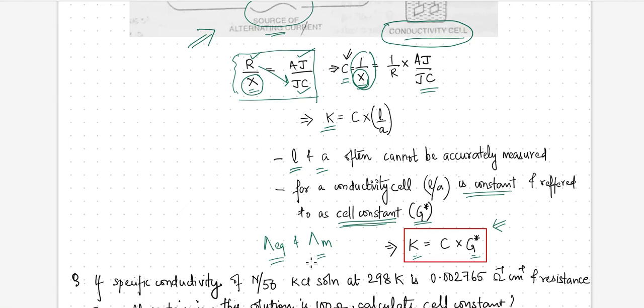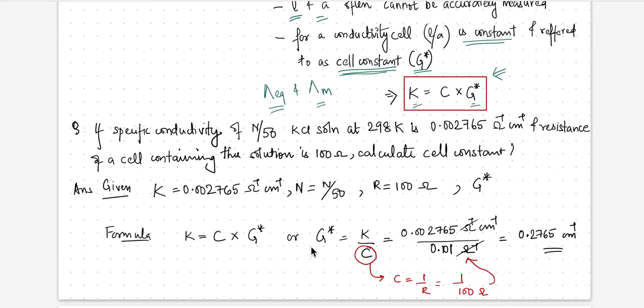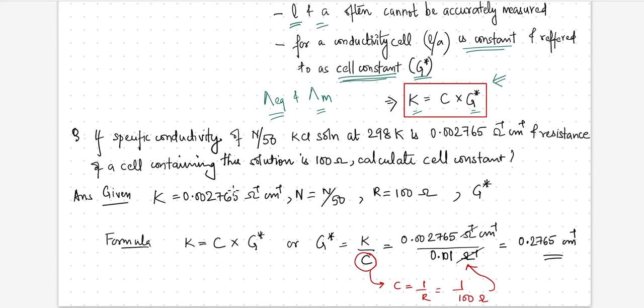for different electrolytic systems. Okay, now let's focus quickly on some numericals, and then we'll wind up this video. The first question that we see here is: if the specific conductivity of N by 50 KCl solution at 298 Kelvin is this value, and the resistance of the cell containing this solution is 100 ohm, calculate the cell constant.